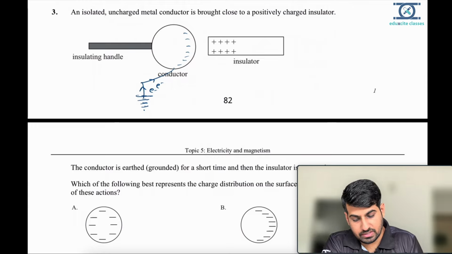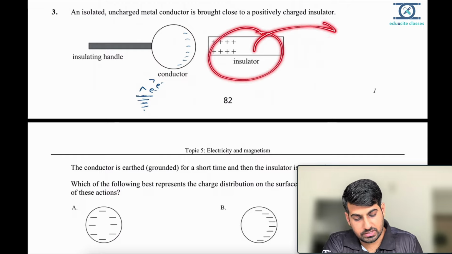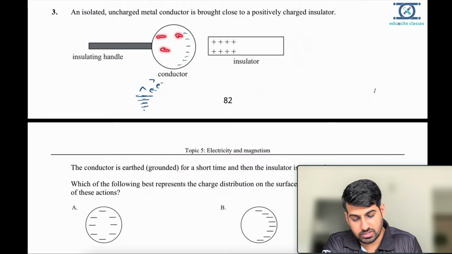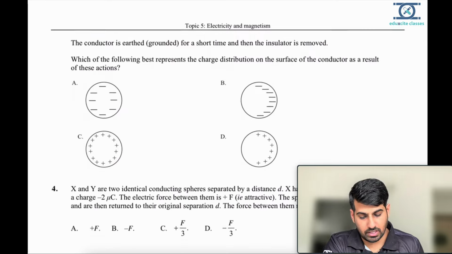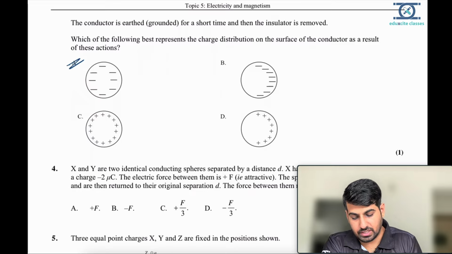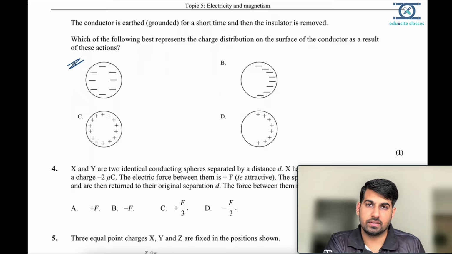And then if you disconnect this, and remove the insulator's charge away, there will be an equal distribution of negative charges all over the conductor. So if you look at the options, option A is the right answer.